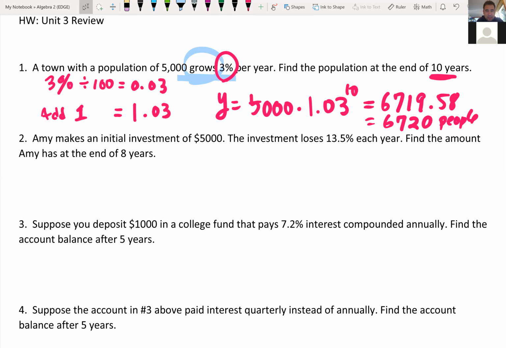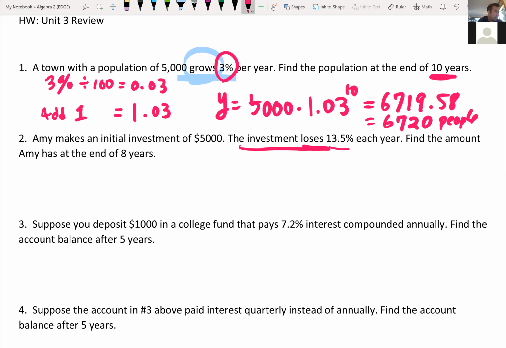Okay, number 2. Let's just give 2 minutes. All right, thank you. Some of you already are on number 2 and be done with it. Now, when you see the word investment, you automatically may think that it's growing, but you can actually lose your investment, right? And then that's what's happening here. The investment loses 13.5%. So is it a growing pattern or going down, diminishing? It's a growth or a decay?